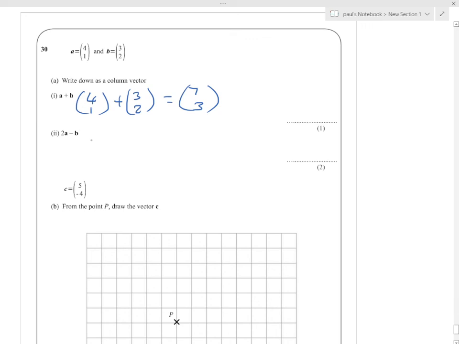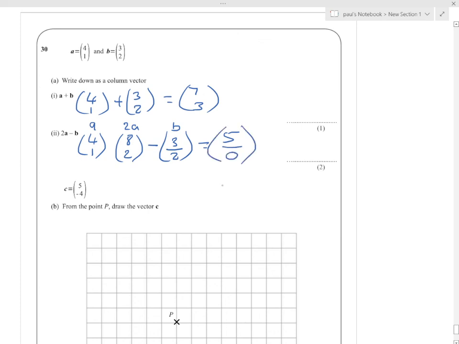2A minus B. Well, if you have (4, 1) as A, 2A will be twice that, so it'll be (8, 2). Now we're going to do minus the B, which we were told is (3, 2). So you go 8 minus 3 is 5, and 2 minus 2 is nothing. So (5, 0).